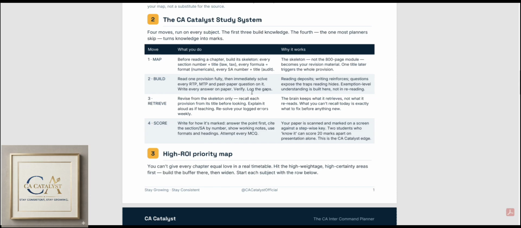So reading the entire thing and writing reinforces it. You need questions that expose the traps. So at the exemption level, understanding is built. You need not reread entirely on the last day of revision. Hope this is understood. You just need to refer to those last day revision questions. And that question should have the working notes, the explanation, assumption, recommendation, conclusion, all of this written. Write it in your mapping sheet as well.